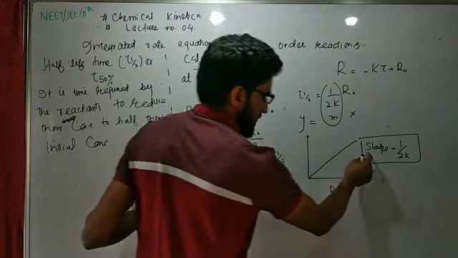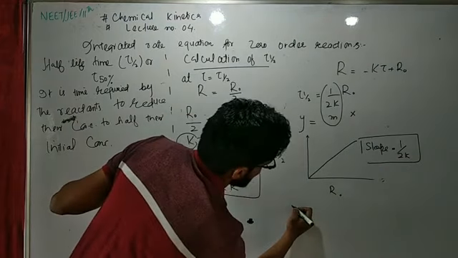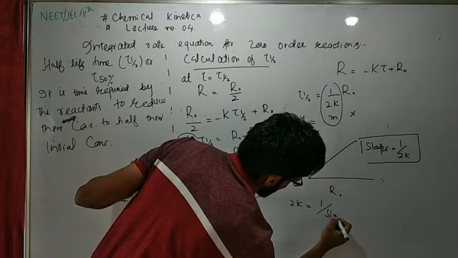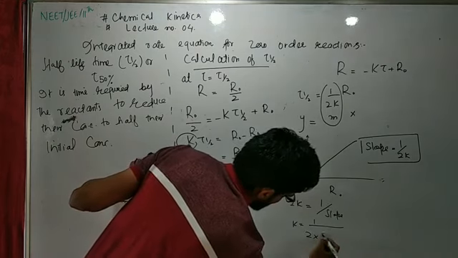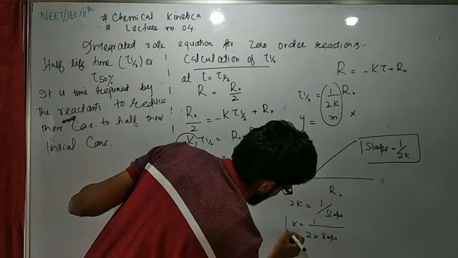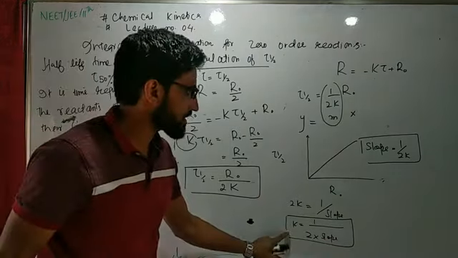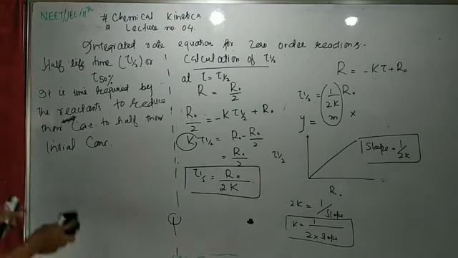Now from this you can calculate k. The slope is equal to 1 by 2k. That means 2k is equal to 1 divided by slope. k will be equal to 1 divided by 2 multiplied by slope. Thus you can calculate the rate constant for zero order reaction from this graph.